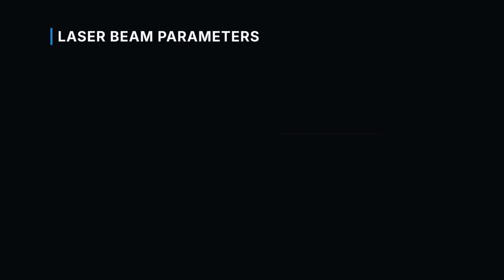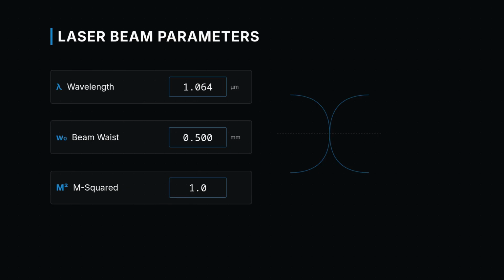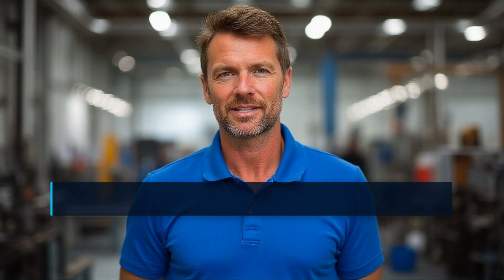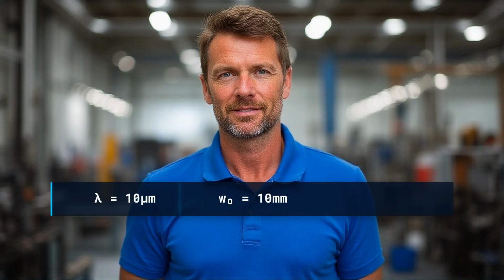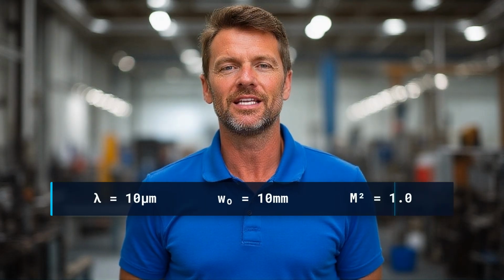The calculator requires 3 inputs. Enter wavelength lambda in micrometers, beam waist W0 in millimeters, and M² beam quality factor, which defaults to 1.0 for ideal beams. Let's work through an example. With wavelength of 10 micrometers, beam waist of 10 millimeters, and M² of 1.0, the calculator outputs 5 key results.